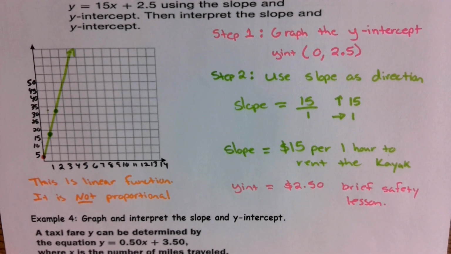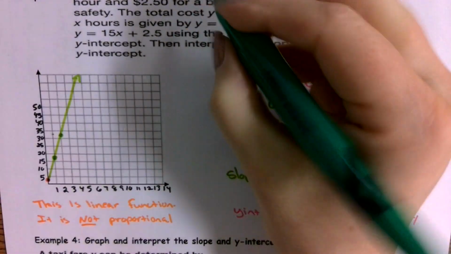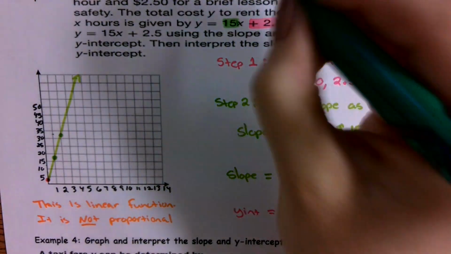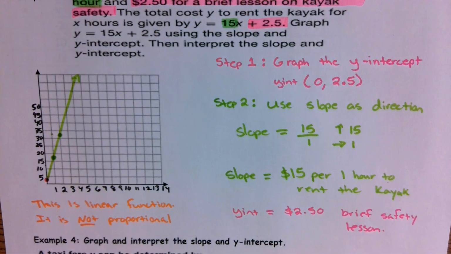Okay, you need to make sure that you relate that information back to your problem. Okay, your $15 per hour was your slope. Your $2.50, that represented your brief lesson for safety. Go ahead and do problem 4 on your own.